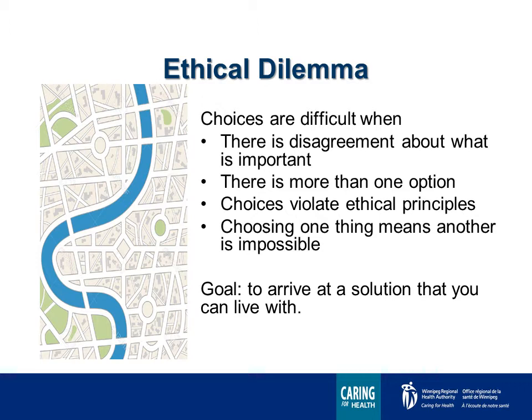The other important thing to note about an ethical dilemma is that most of the time when you choose one thing, it means another thing is impossible. So you've sort of closed a door. You can't undo the decision once it's been made, and that's when these things are really difficult. So you really want to get it right. You want to feel like you've considered everything, and you've made a really principled decision.